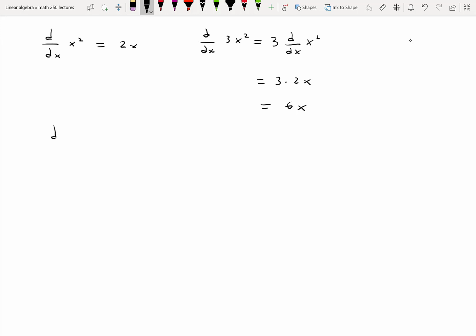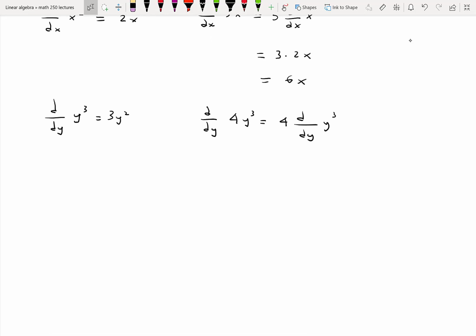Now suppose we have something like the derivative with respect to y of y cubed. That's 3y squared. Okay, that's the sloppiest 3 today. So suppose I want the derivative with respect to y of something like 4 times y cubed. This means 4 times the derivative of y cubed. Constants can be factored from the differentiation operation. So 4 times 3y squared, or 12y squared.